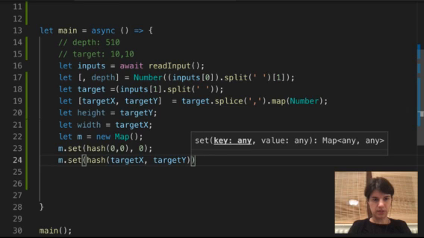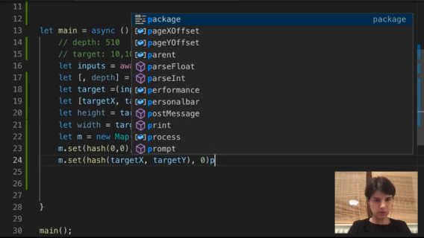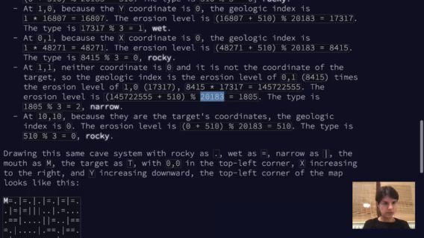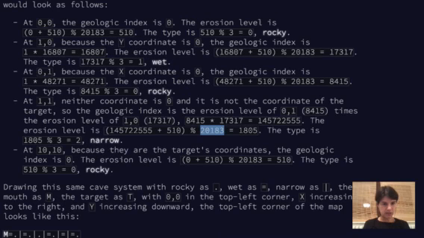That was given. Was that just the geological? Is that the erosion number, or is it the geological index? Okay, at 10,10, because they are at the target's position, the geologic index is 0. Oh, this is the geologic index, and then the erosion level is 510, and the type is 510 modulo 3, which is rocky. Geological index is 0, and the type is rocky. All right, glad I read those, otherwise it would be way off.